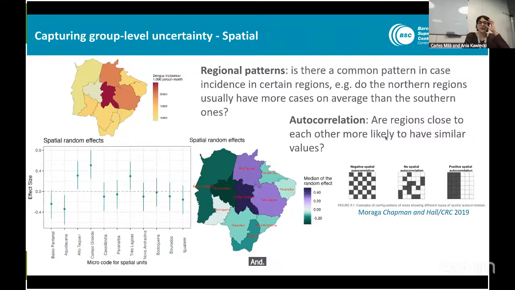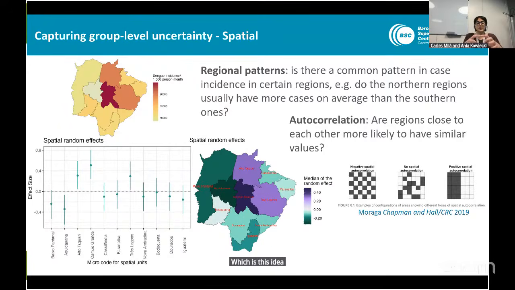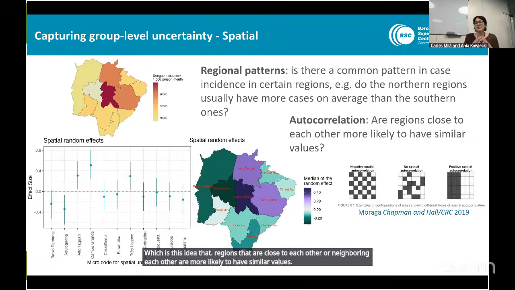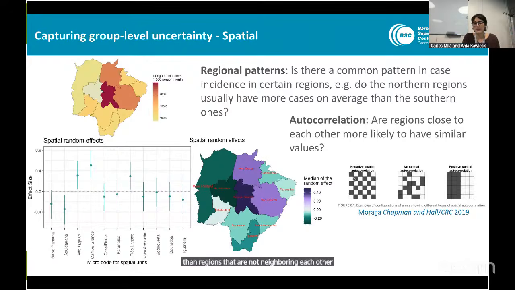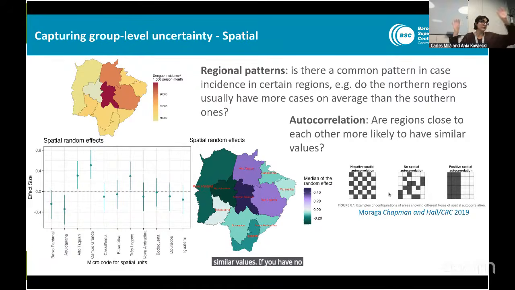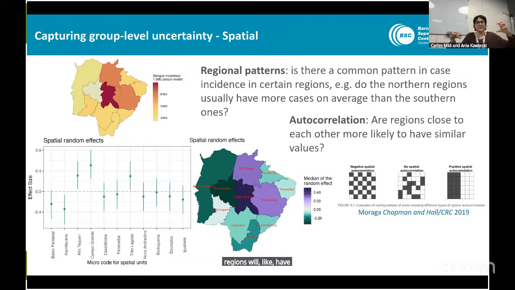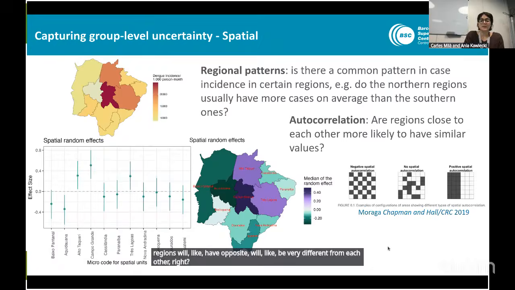Another thing that we try to capture with these kinds of terms is the spatial autocorrelation, which you've probably heard about, which is this idea that regions that are close to each other or neighboring each other are more likely to have similar values than regions that are not neighboring each other. So in this tiny little example here, if you have positive autocorrelation, then regions close to each other will have similar values. If you have no autocorrelation, it will just be random. And if you have negative autocorrelation, then neighboring regions will be very different from each other, right?